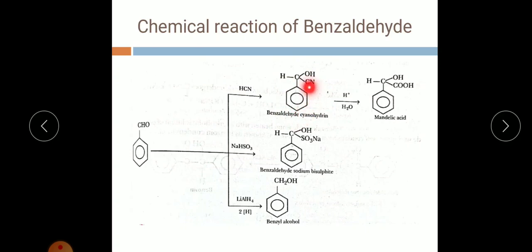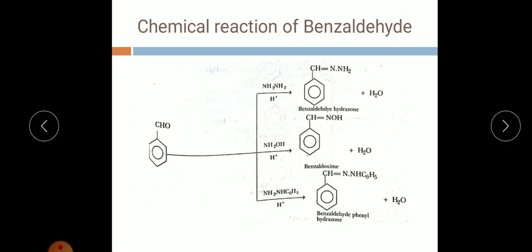Now this benzaldehyde cyanohydrin on hydrolysis with water in the presence of acid, what will happen? This cyanide group will be converted to an acid group. CN will become COOH, which is known as mandelic acid. Similarly, benzaldehyde with sodium bisulfite will form the benzaldehyde sodium bisulfite product. And when benzaldehyde is reduced with lithium aluminum hydride, it is going to form benzyl alcohol. This aldehyde group will be reduced to CH2OH, which is benzyl alcohol.